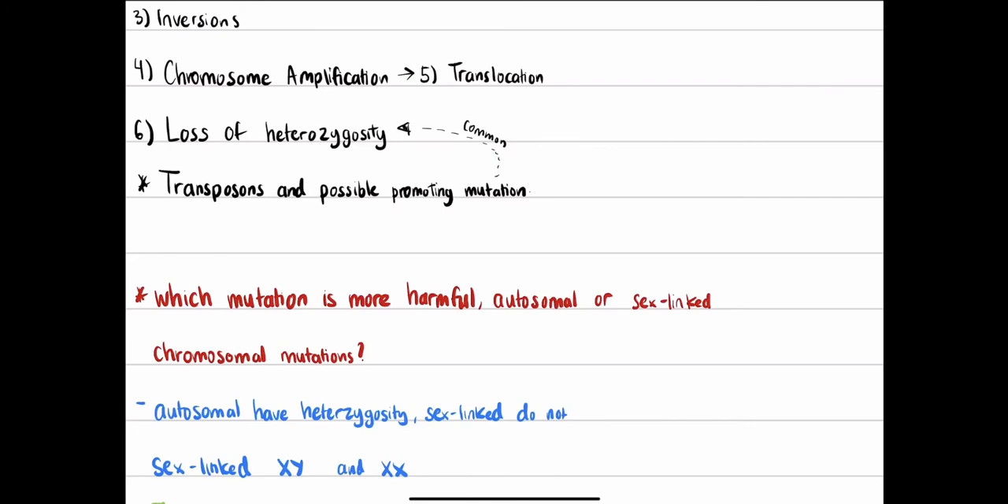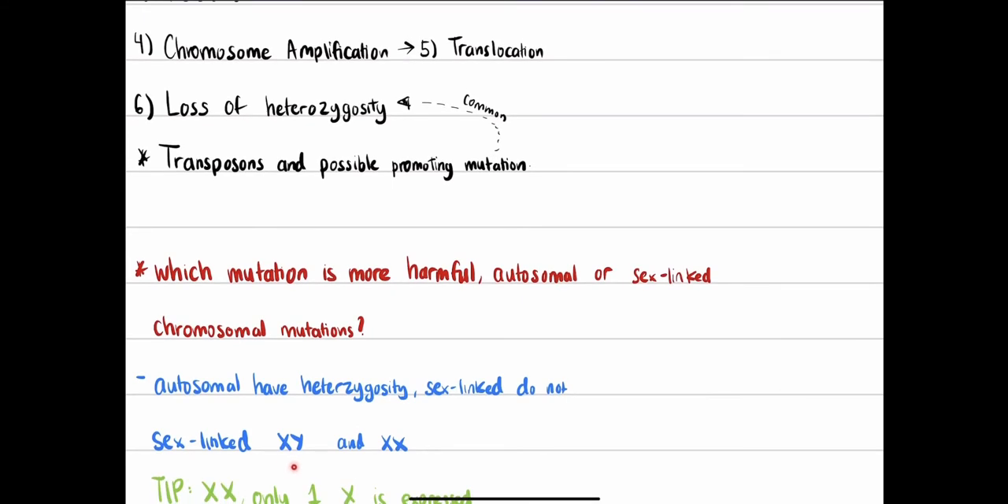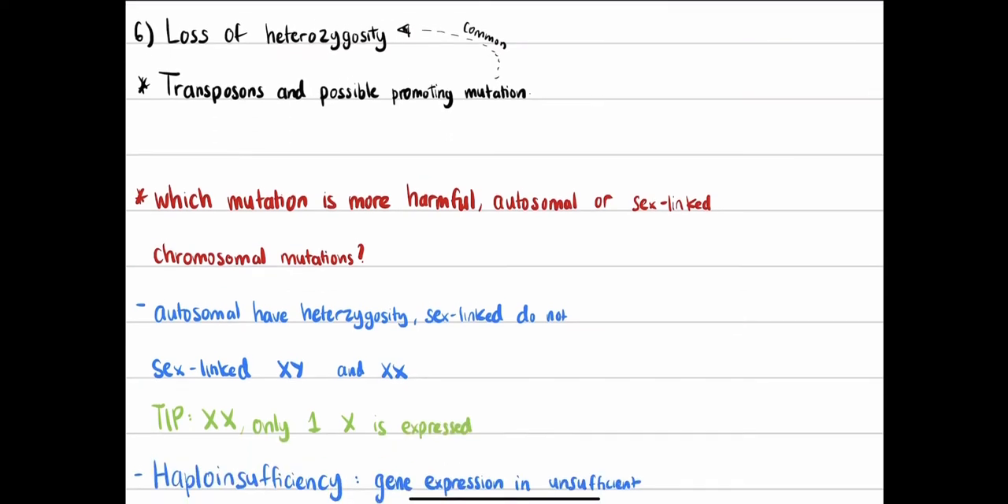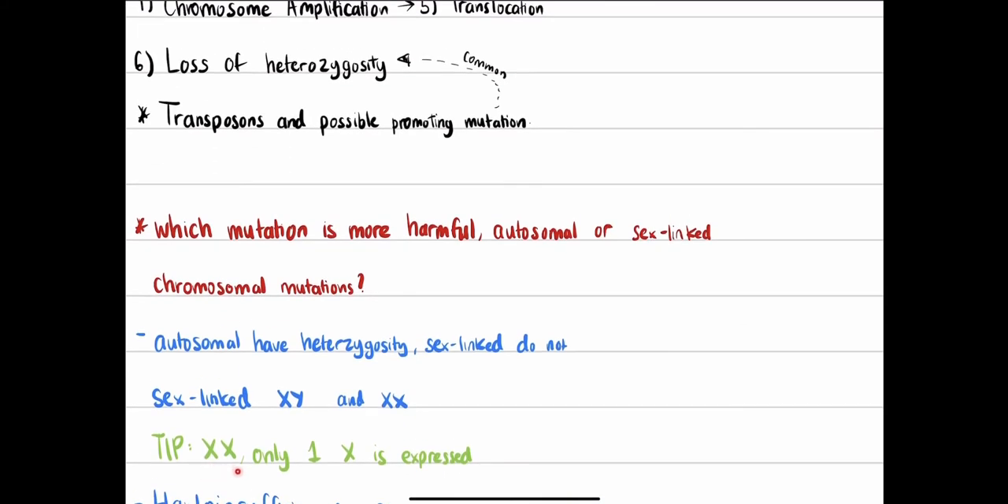But this is not the same for sex-linked chromosomes, because guys have an XY and a woman has an XX. They're not homologous, and I'm going to get to that point in a second. You might be thinking the ladies got lucky once again, but that's not true, because only one of these X chromosomes is expressed and the other is silenced, and therefore it's still considered a hemizygosity, just like the boys. So this is just what I said. In the XX, only one X is expressed, and we're going to talk about that in a future video.